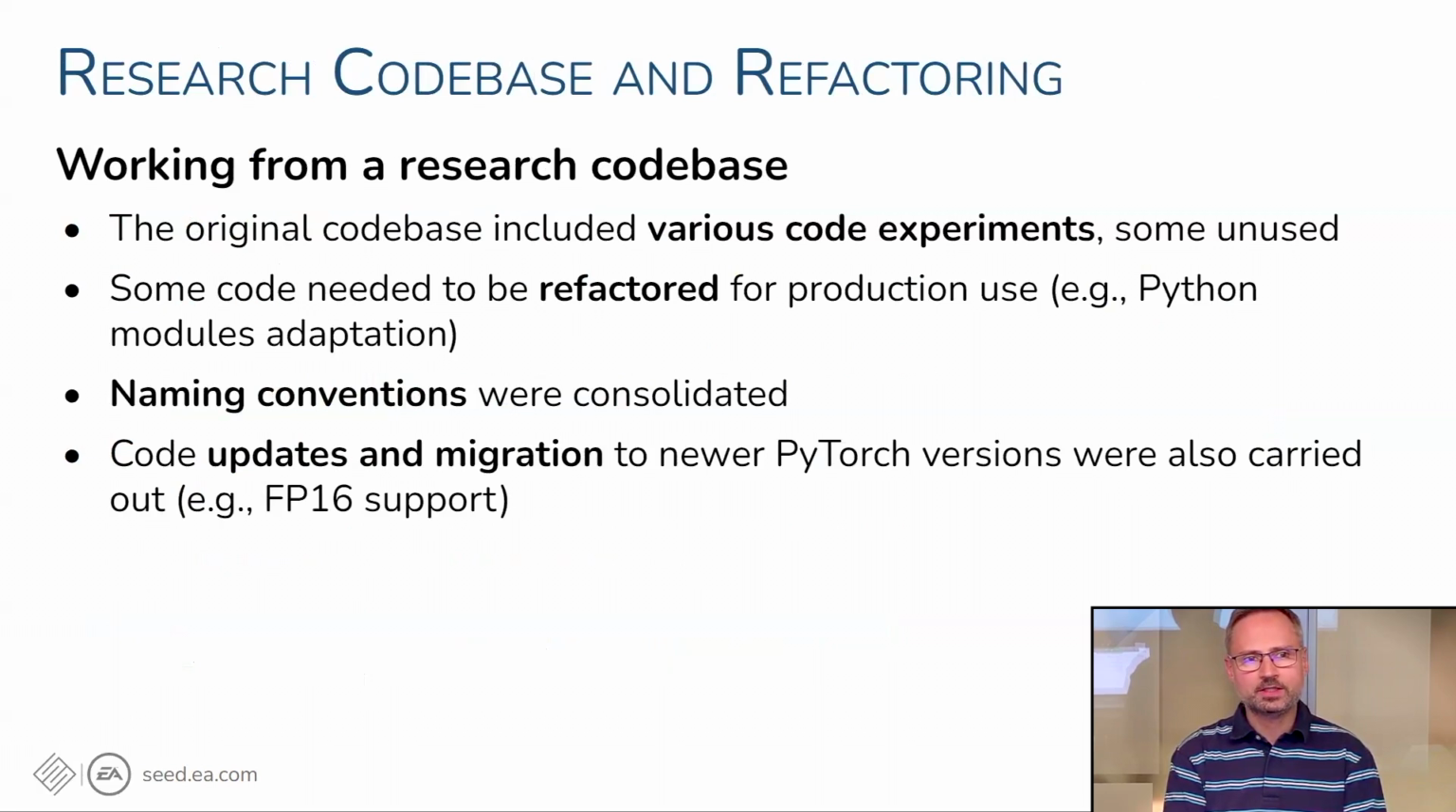So at the beginning of the project, we also started working from a research code base and had to carry out some refactoring and fixes in order to use the model inference in the tool. This original code base included various code experiments, some of them unused. So that caused some code to need to be refactored for production use. For instance, adapting different parts of the code to be packaged as Python modules, and also consolidating some naming conventions in the code base, as well as migrating to a newer PyTorch version and doing updates, for instance, for having half precision support.